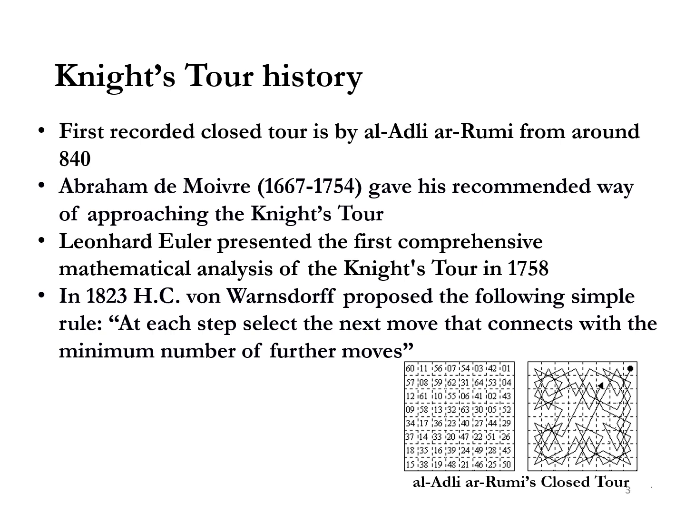In 1823, Warnsdorf proposed the following simple rule. At each step, select the next move that connects with the minimum number of further moves. This rule has proved incredibly effective in finding solutions for open knight's tours. It was only in the 1980s that a few carefully constructed examples showed that the rule can fail if the wrong move is made in the case of some ties. The method proved equally successful on larger boards.